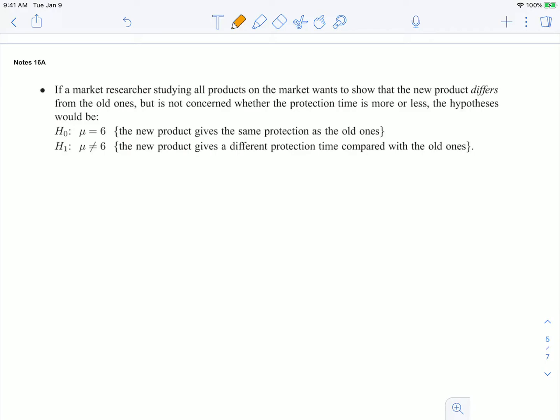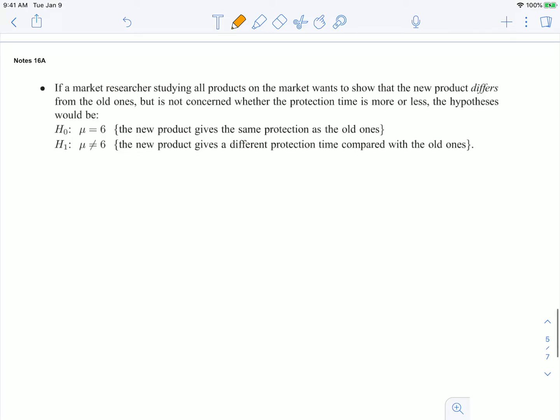Example 3. If a market researcher studying all products on the market wants to show that the new product differs from the old, but is not concerned whether protection time is more or less, the hypothesis would be the mean is equal to 6, or the mean is not equal to 6, meaning that the new product gives a different protection time than the old.